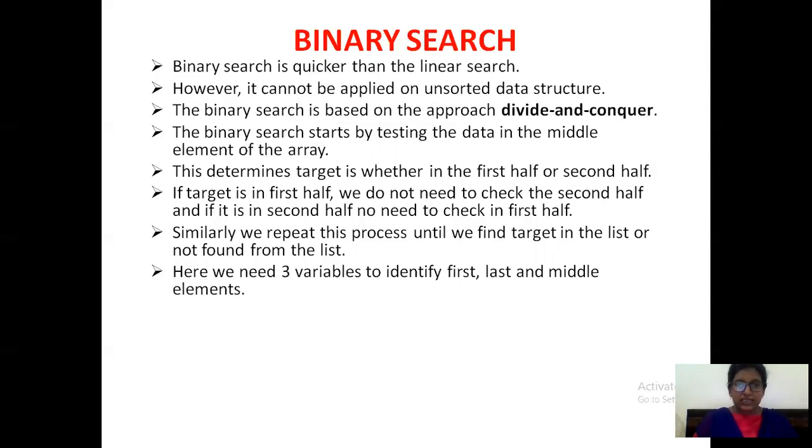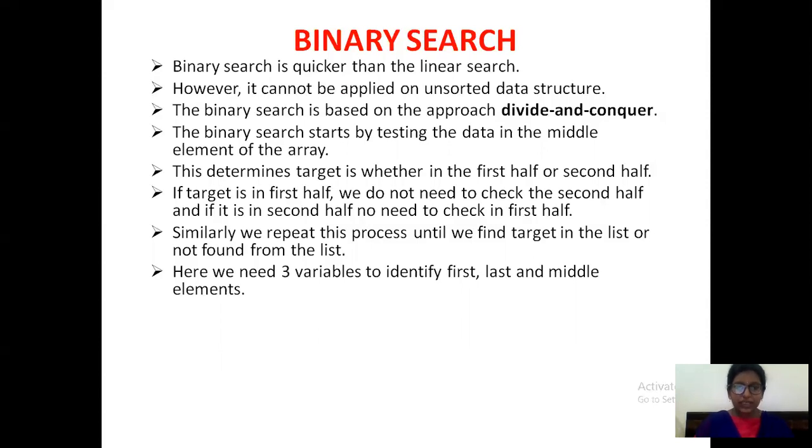The binary search starts by testing the data in the middle element of the array. This determines whether the target is in the first half or second half. If the target is in the first half, we do not need to check the second half, and if it is in the second half, no need to check the first half. Similarly, we repeat this process until we find the target in the list or it is not found in the list.